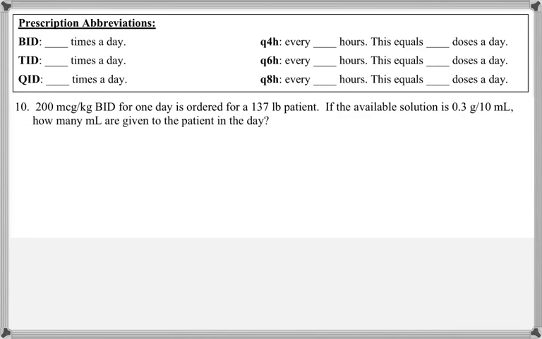Before we look at question number 10, I want to look at some prescription abbreviations. And these abbreviations stand for how many different times medicine should be taken in a day. So BID stands for 2 times a day, TID means 3 times a day, and QID means 4 times a day. So kind of a trick to remember it, B is like bicycle, which has 2 wheels. T is like tricycle, which has 3 wheels. For Q, I guess it would be like a quad.